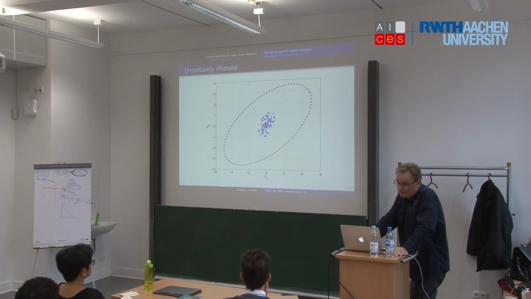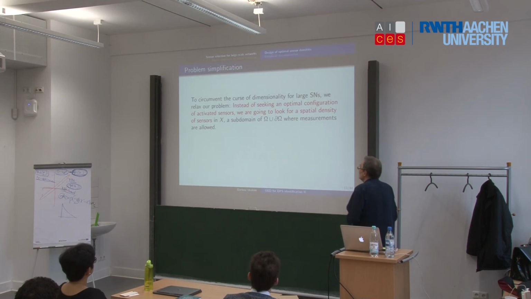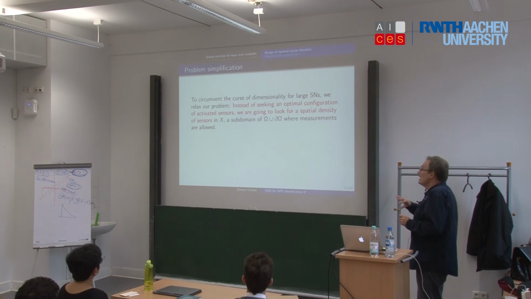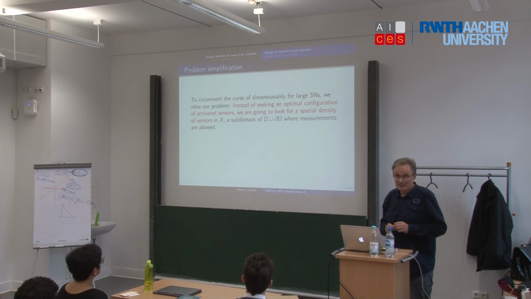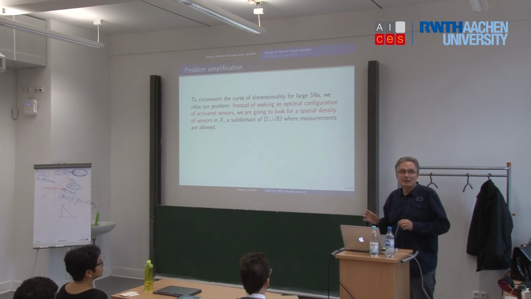Because it is a highly computational, highly combinatorial problem. And one way of seeking a solution can be a reformulation of the problem. Instead of seeking an optimum configuration of activated sensors, we can reduce the problem dimensionality by looking for an optimal density of sensors, or density of active sensors. So this makes the problem easier, and it will make it possible to use all the stuff I've just talked to you about, using approximate design and so on.